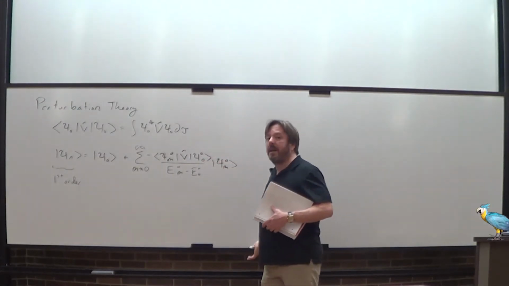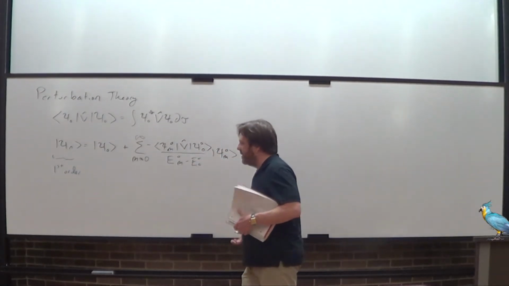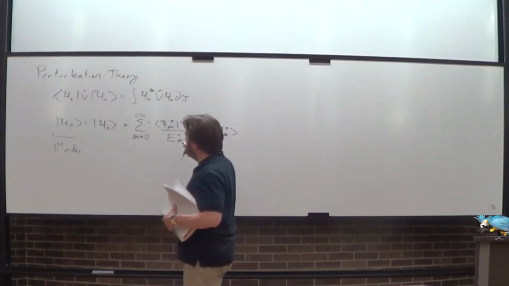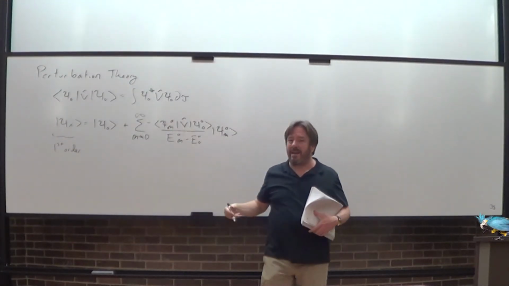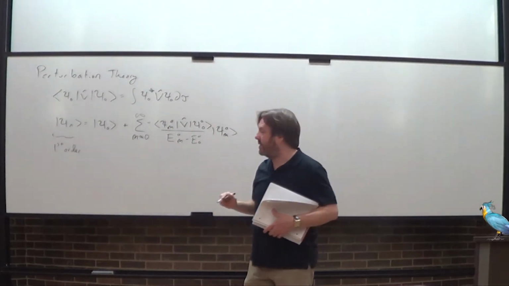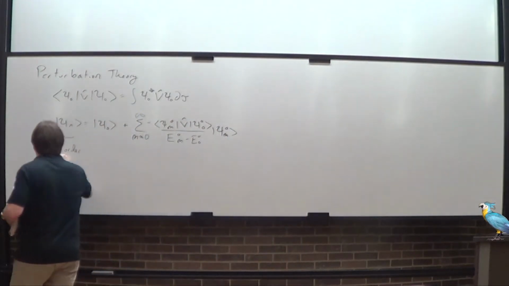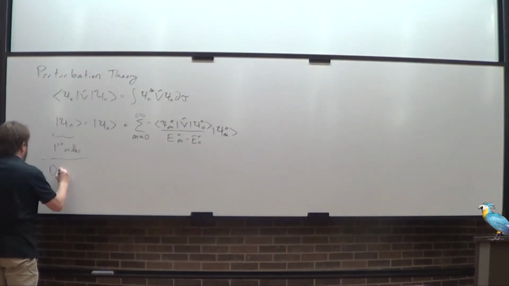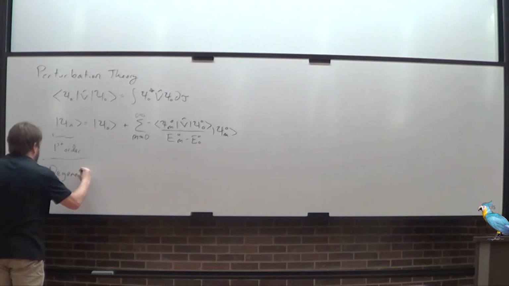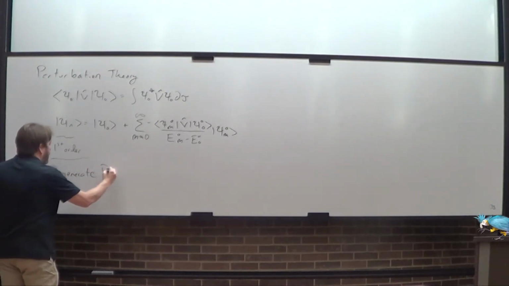Right, this doesn't work, because that is zero, that blows up. If that blows up, then you can't really trust that either. First order perturbation theory is clearly not working. So what you do is you use what's called degenerate perturbation theory.